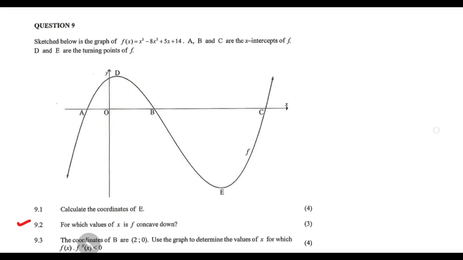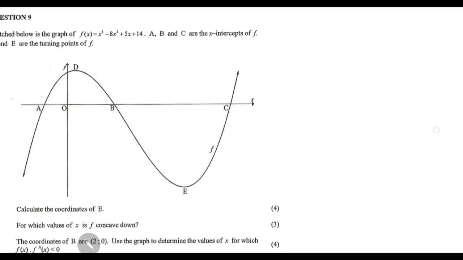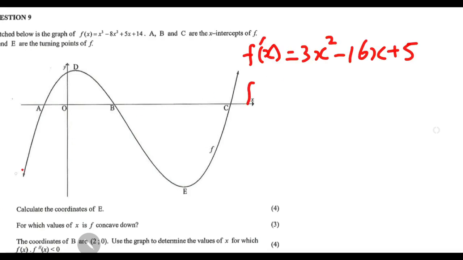9.2. For which values of x is f concave down? Find the second derivative of the function. Concavity is determined by the second derivative. The function is concave down when the second derivative is less than 0. We have the first derivative, so the second derivative is 3 times 2, which is 6x - 16. So this is my second derivative.